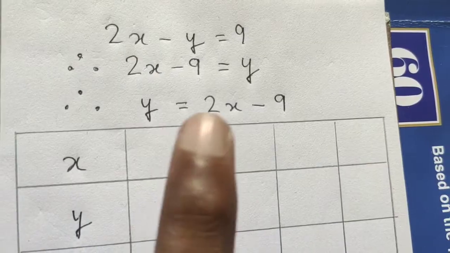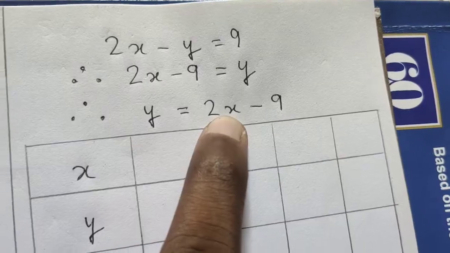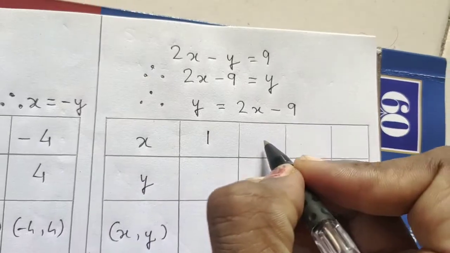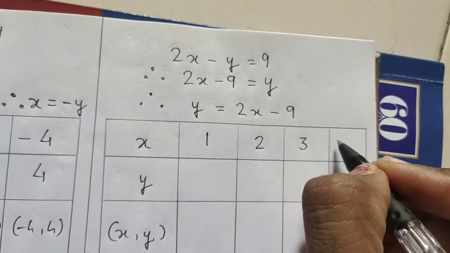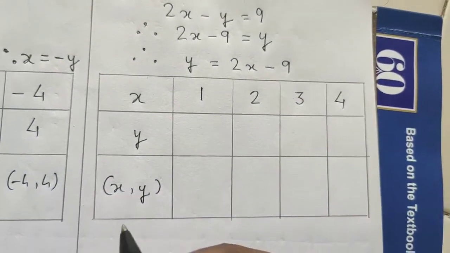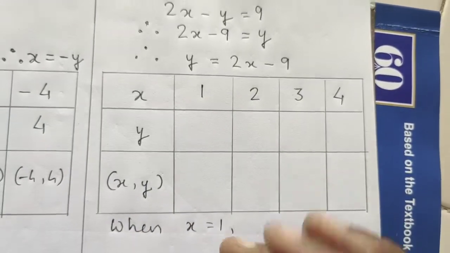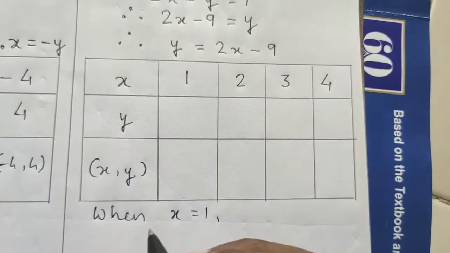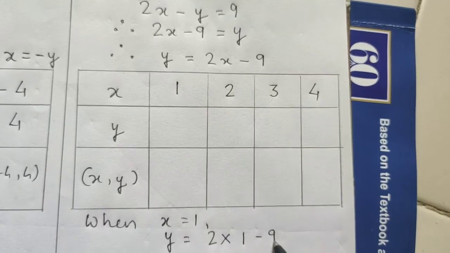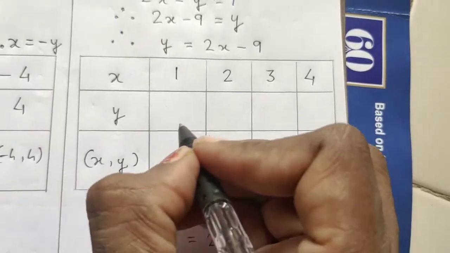Now we want to find out the value of y, and we are going to put the value of x by our own. So let us take values of x as 1, 2, 3 and 4. Okay, and let us find out the value of y. So for this I am going to solve. Suppose my x is 1. So what will be my y? y is equal to 2 into, in place of x I am going to write 1. So this becomes 2 minus 9, and 2 minus 9 gives you minus 7.